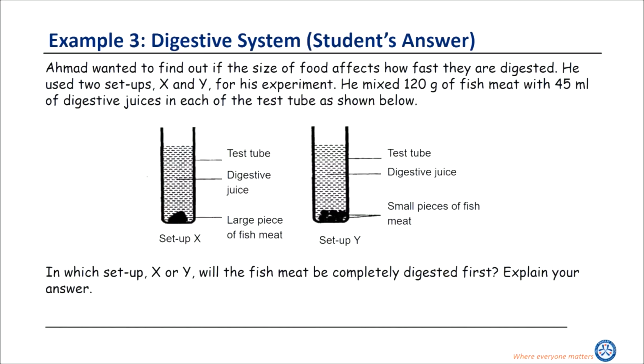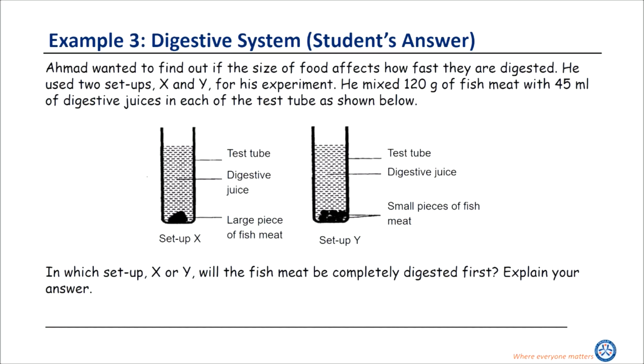Let's move on to the third question. This question is focusing on the digestive system. Let's read the question together. Ahmad wanted to find out if the size of food affects how fast they are digested. He used two setups X and Y for his experiment.